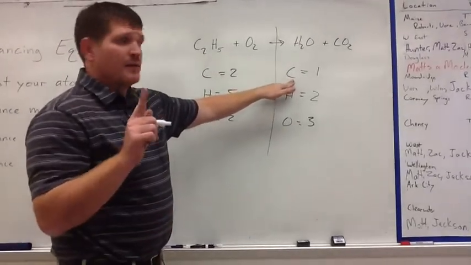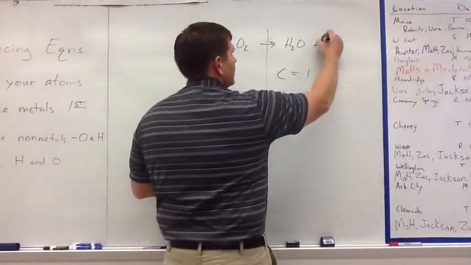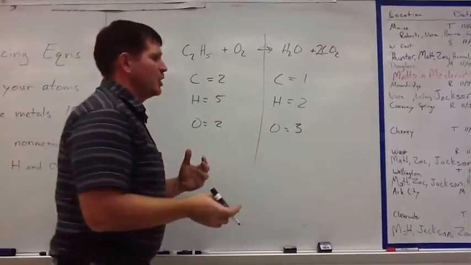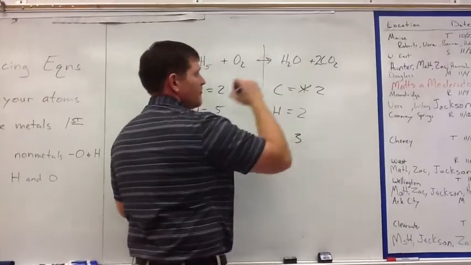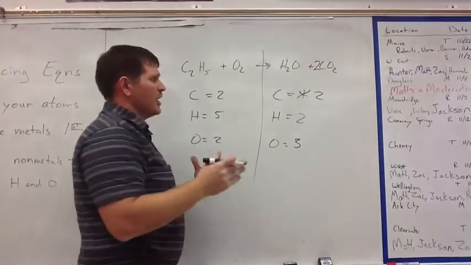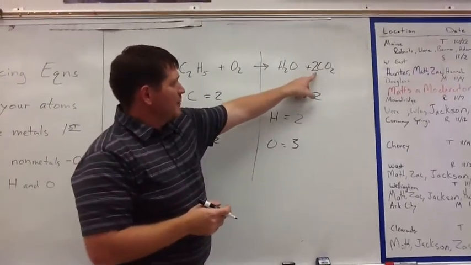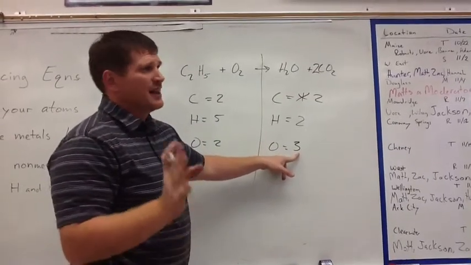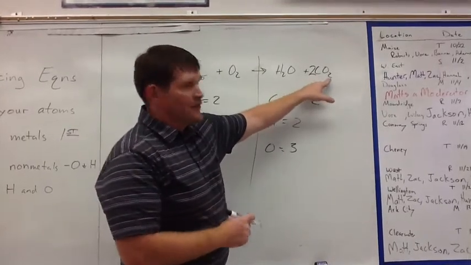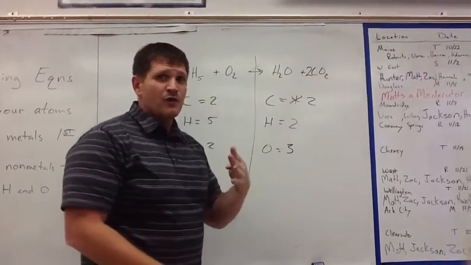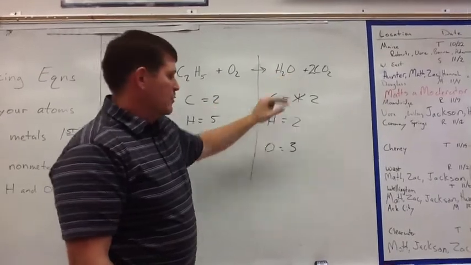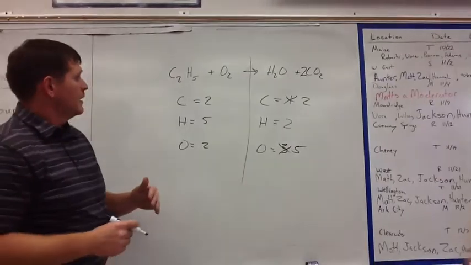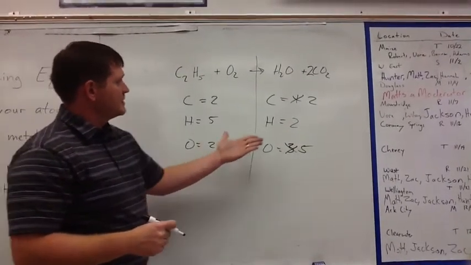This has 1 carbon. I need 2. So the only place I can put it is in the front. Change the coefficient, which makes this 2. And here's where a lot of people screw up. They take this 2 up here and they change it to this one down here, saying I have 6 oxygens. That's not the case though. It's 2 in reference to this one, so that means I have 4 there, and then here's this other one, which is 5.